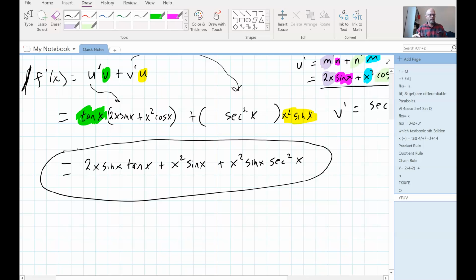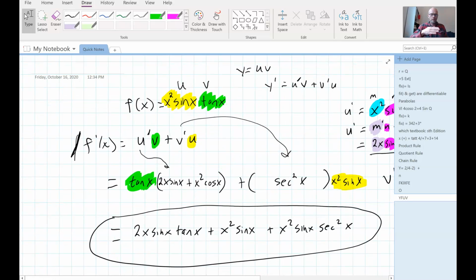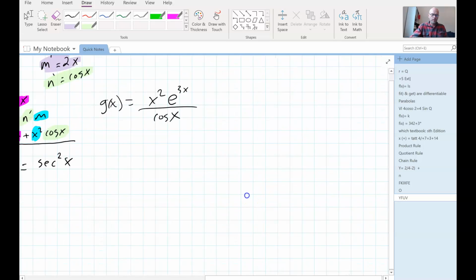my derivative of f. Okay, so again, the key here is to ask yourself at the beginning, what is the rule that's going to get me started? It's going to organize how and when I take a derivative.